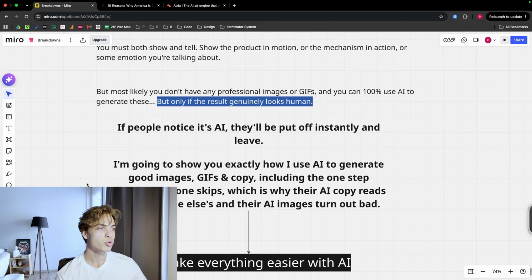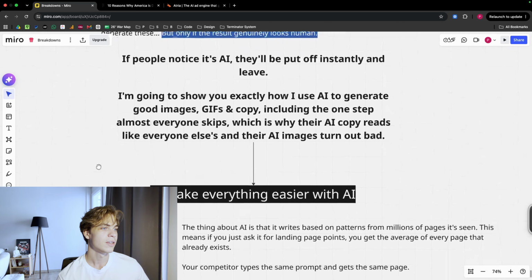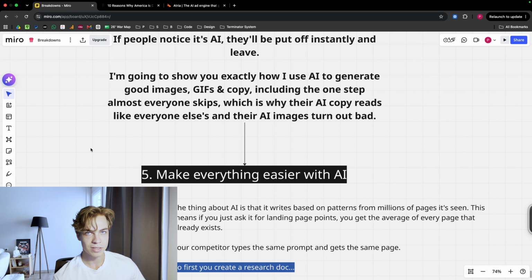Now I'm going to show you exactly how I use AI to generate good images, GIFs, and copy, including the ones that almost everyone skips, which is why their AI copy basically reads like everyone else's and their AI images turn bad. So step number 5, make everything easier with AI.